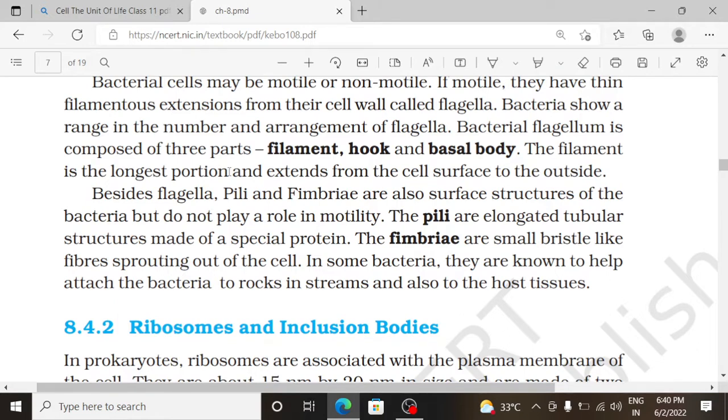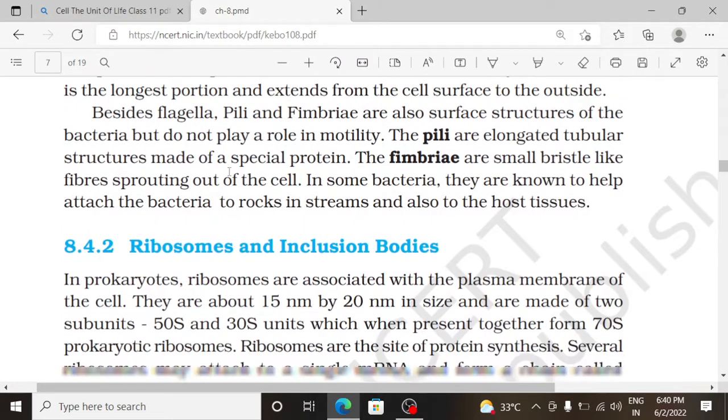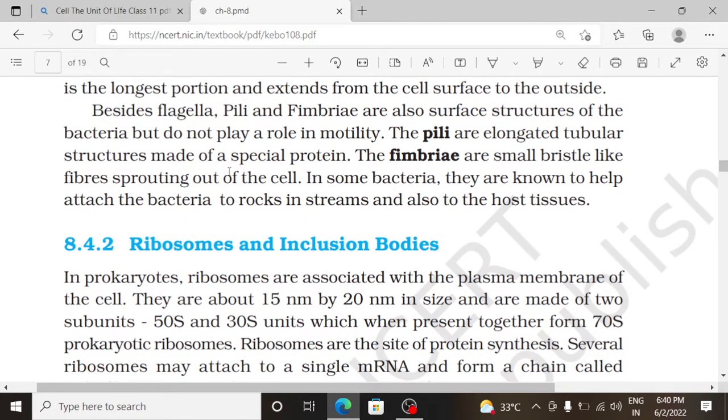Bacterial flagellum is composed of three parts: filament, hook and basal body. The filament is the longest portion and extends from the cell surface to the outside. Besides flagella, villi and fimbriae are also surface structures of the bacteria but do not play a role in motility. The villi are elongated tubular structures made of a special protein.